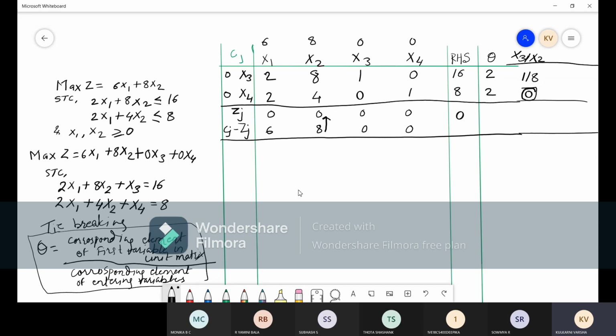So this is smaller means what? x4 is leaving. So as x4 is leaving, we have to show that x4 is leaving, and this is nothing but the pivot row. So this is your pivot row, right? Same way, you have to find which is the pivot element. This is your pivot element because it is the intersection of the entering variable and the leaving variable, right? So this is your pivot element, PE, fine. Now going to the next iteration, right? So which one is leaving? x4 is leaving.